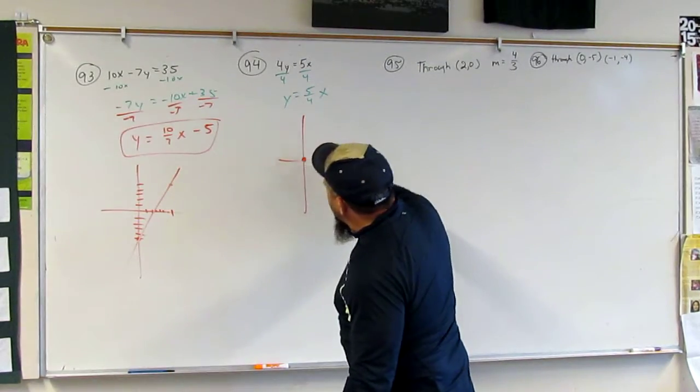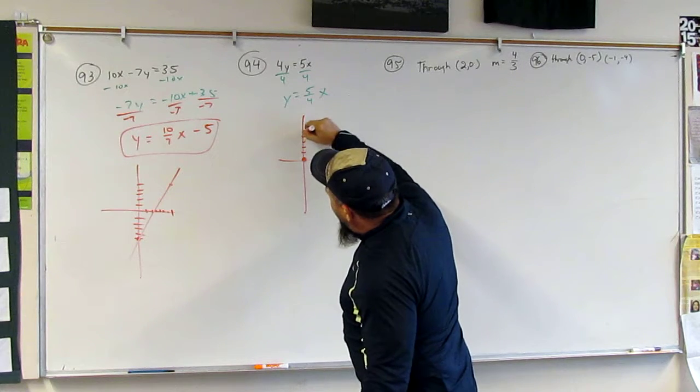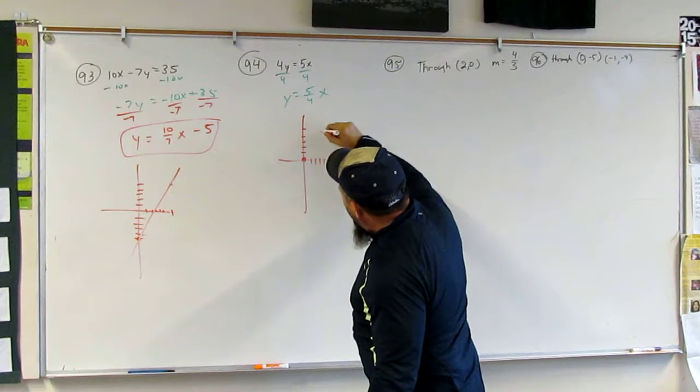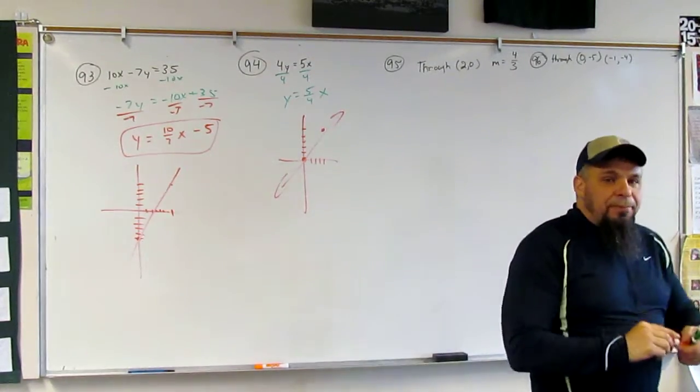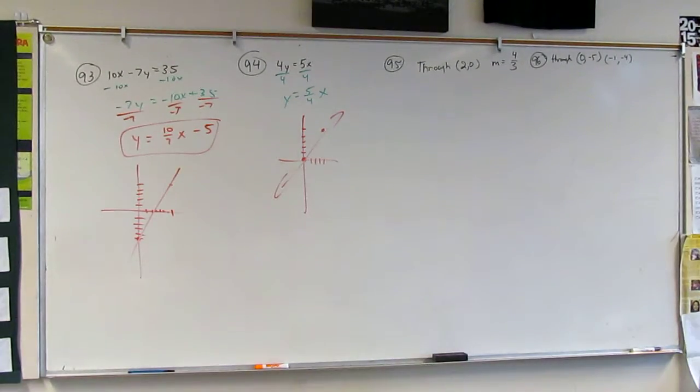We just start at 0, and we go up 5, 1, 2, 3, 4, 5, and over 4, 1, 2, 3, 4, and bam, there he is. Easy peasy. Okay. Next.